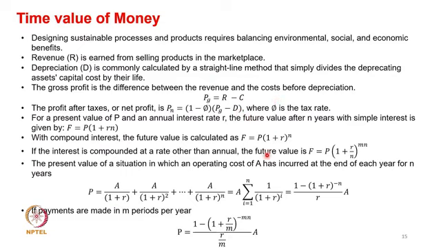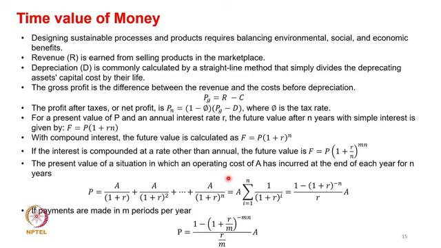So for a present value of P and annual interest rate R, the future value F after n years with simple interest would be F is equal to P times (1 plus Rn). And if it is compound interest, it would be F is equal to P times (1 plus R) to the power n. And if the interest is compounded at a rate other than annual, it would be F is equal to P times (1 plus R by m) to the power m times n.